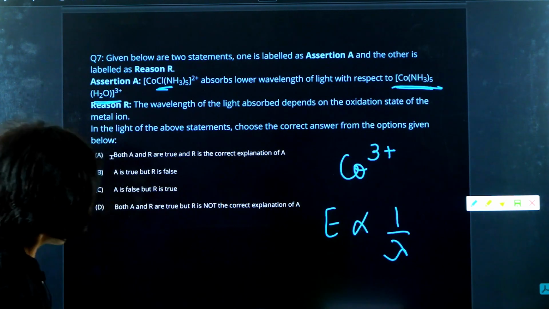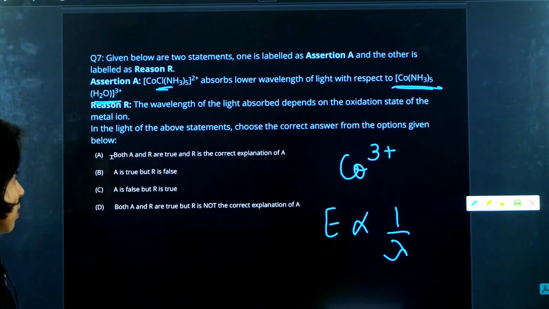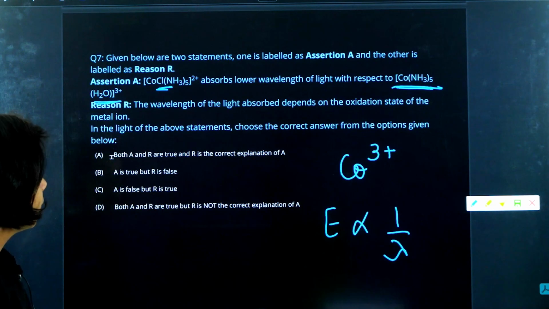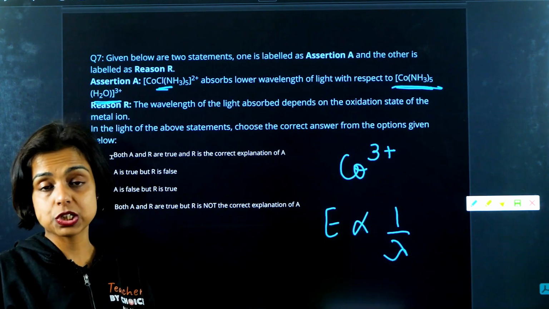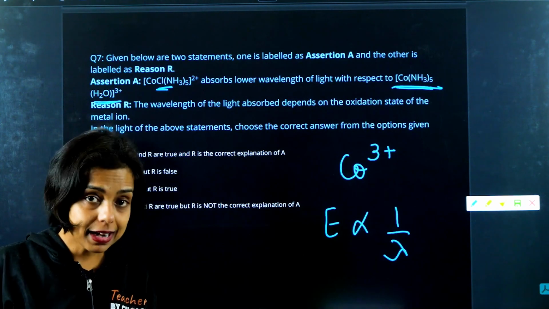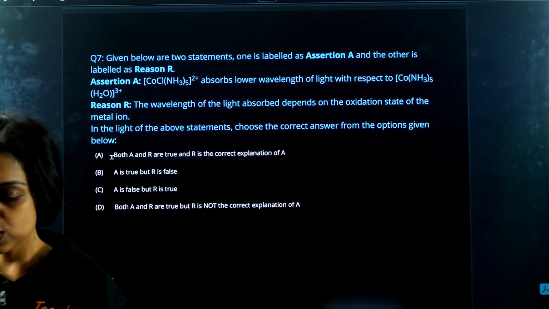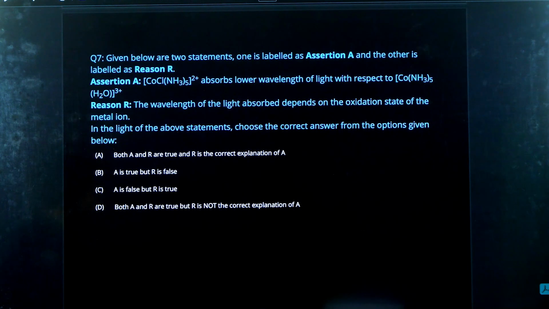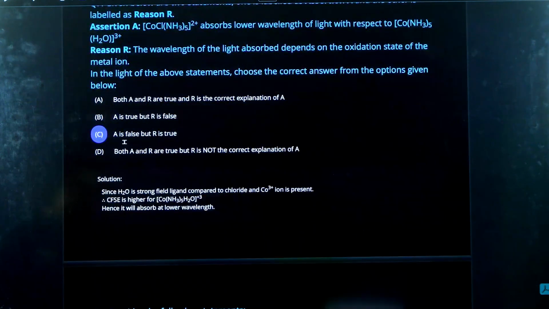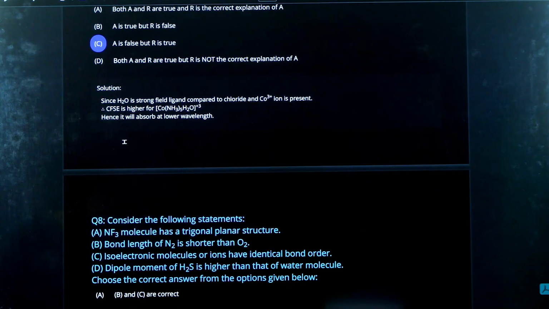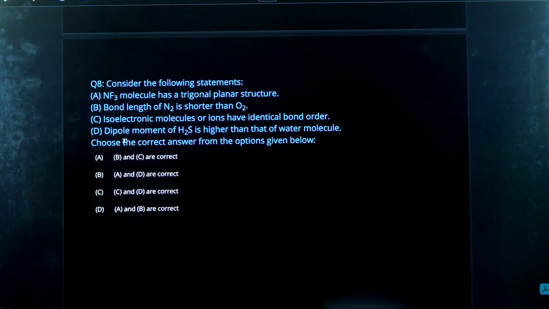And the reason, let's read the reason. So A is false, so we can easily mark our answer. The wavelength of the light absorbed depends upon the oxidation state of the metal ion. Indeed, because the oxidation state of the metal ion impacts the CFSE, right? But as the first statement itself is false, the only option that I can see here, or you could see, was C. A is false. Got it, guys? So that is the C option you will mark. Let's move ahead.